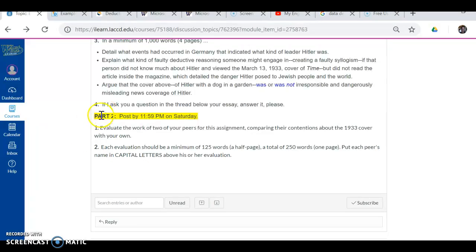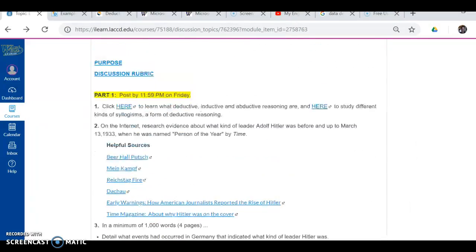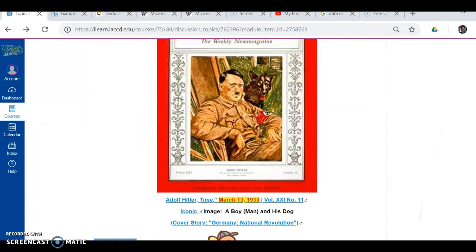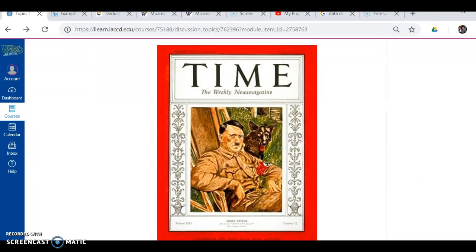All right, part two, post by 11:59 p.m. on Saturday. One, evaluate the work of two of your peers for this assignment, comparing their contentions about the 1933 cover with your own. Two, each evaluation should be a minimum of 125 words, a half page, and a total of 250 words, one page. Put each peer's name in capital letters above his or her evaluation. Okay, so we'll scroll up, and we'll end on this image of Hitler on the cover of Time.